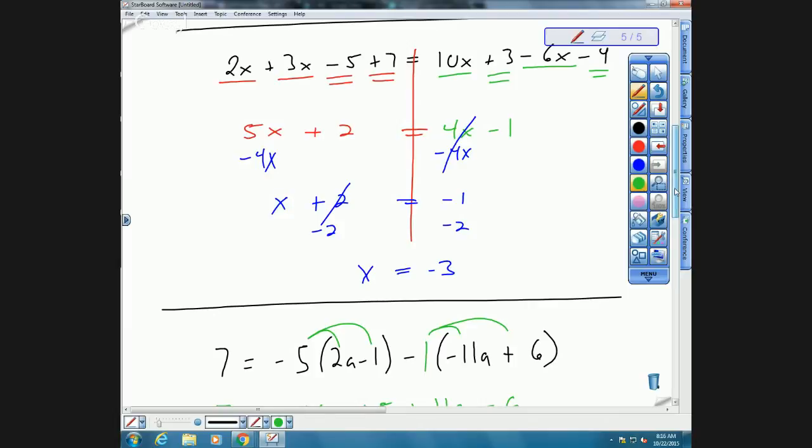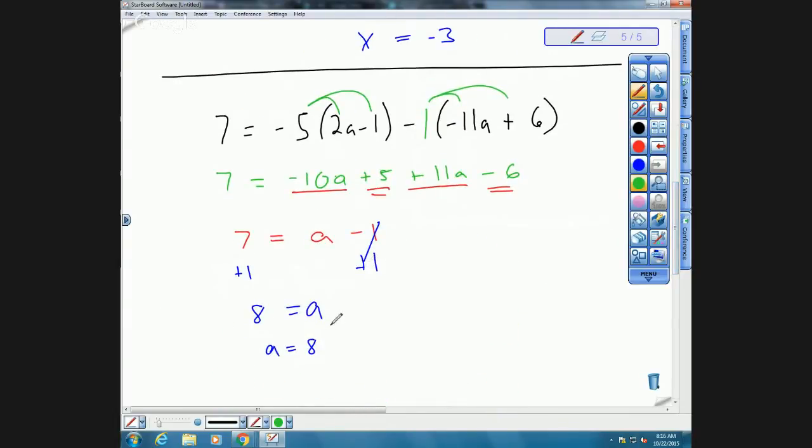That's the whole goal of solving an equation, is to find the number that would make this equal. If I plugged an 8 into this a and simplified it, I would get 7 for my answer. So you can always check all these no matter how far you go in math. Anytime you find a solution, you always plug it back in and check it.